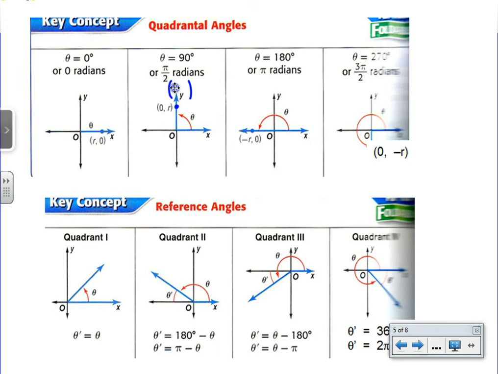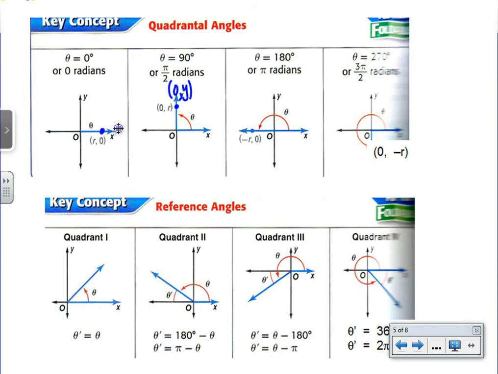What do you know about the x-coordinate? Does it have to be a 0? And then the y-coordinate would be anything, right? It could be a 1, it could be a 2, 3, 4, a million. So that's why they say if you're at 90 degrees, the ordered pair having a value of theta equals 90 degrees is anything in the form 0, comma, y.